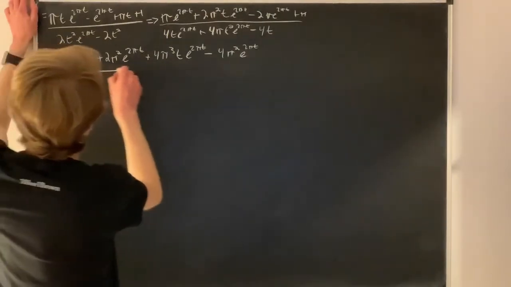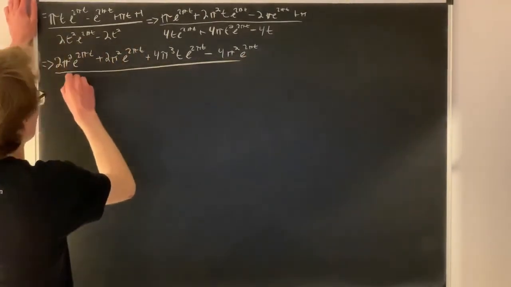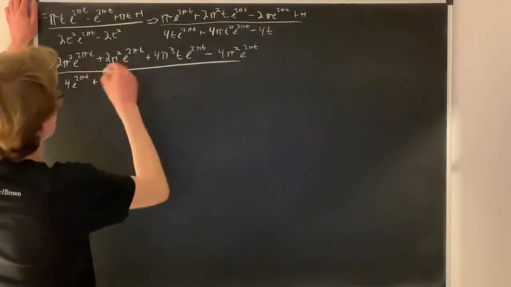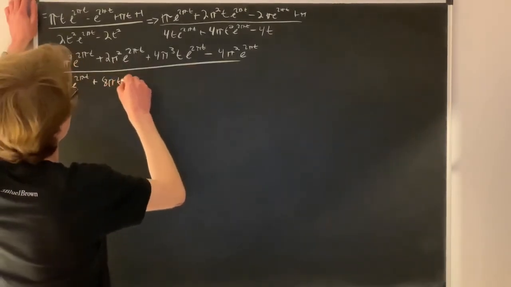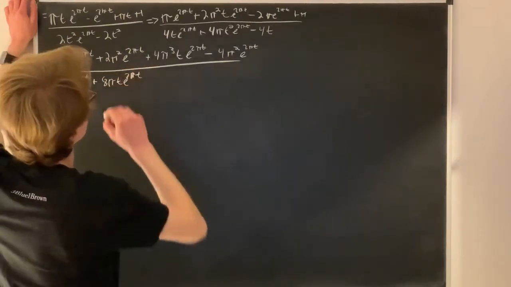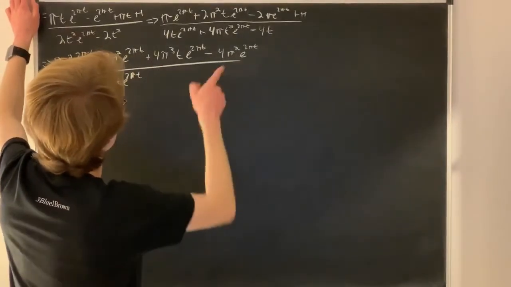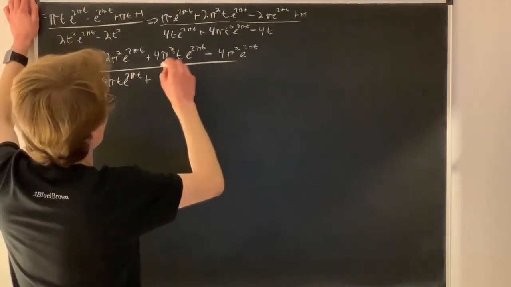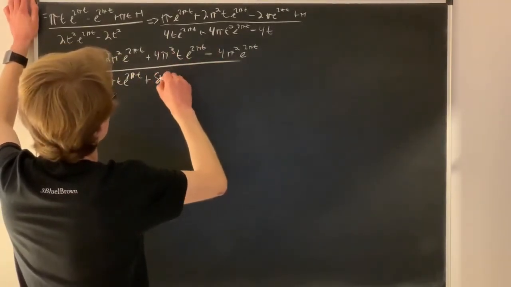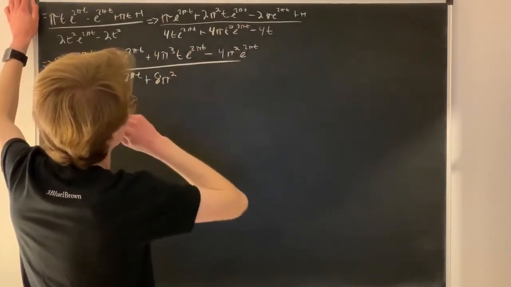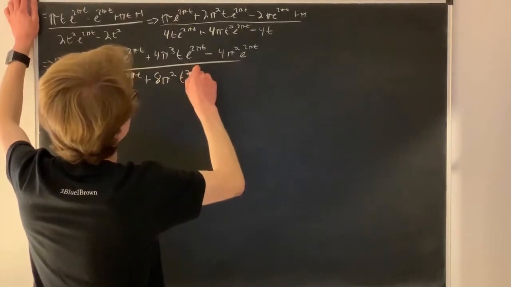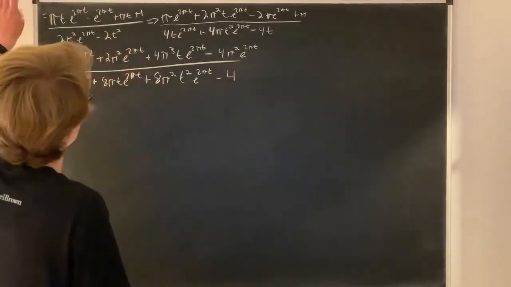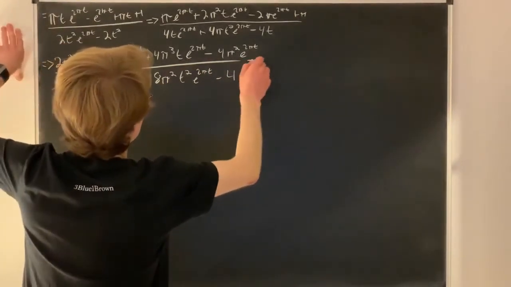And then look at the denominator. Well, it becomes 4 e to the 2 pi t plus 8 pi t e to the 2 pi t, and then plus this is going to be 8 pi squared this time, because bringing the pi down, leave the t squared alone, minus 4. Oof, okay.